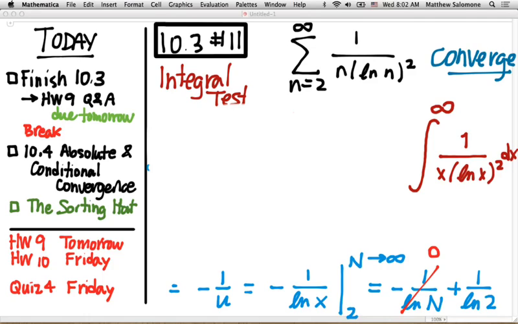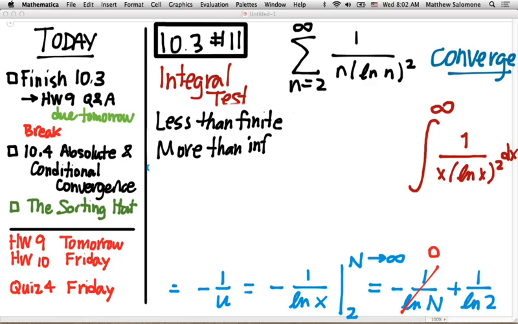What do we want? Less. We want the series to be less than the integral, because there are only two fruitful comparisons in calculus. There's less than finite, which always implies finite, and there's more than infinite, which always implies infinite. These are the two comparisons that you want.